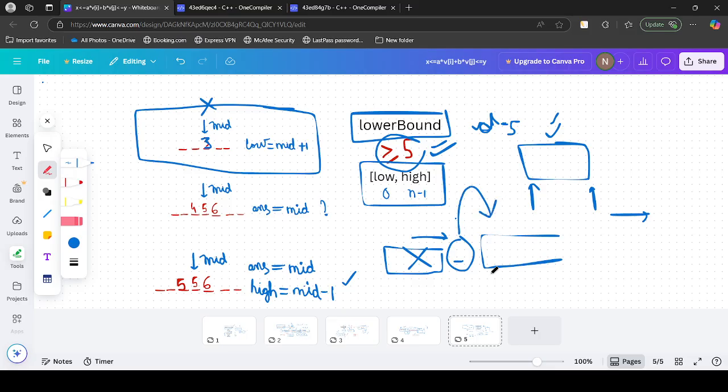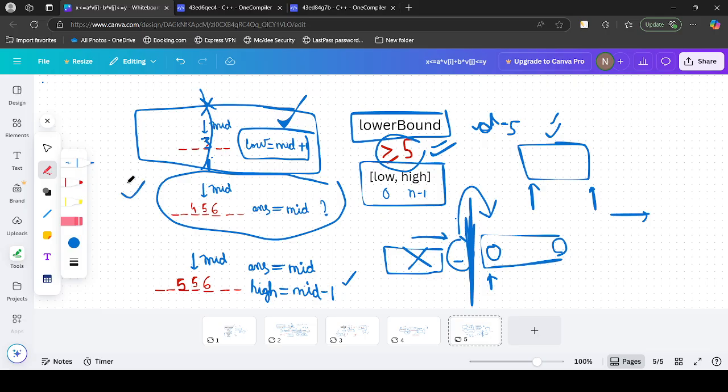So the new search space starts at mid plus 1, because even mid is not satisfying, so there is no need to consider mid as well. Now the low will be mid plus 1, and the high stays as before. We are just setting low equal to mid plus 1, because the mid value is not greater than or equal to 5. Obviously any values before this also do not satisfy the condition.